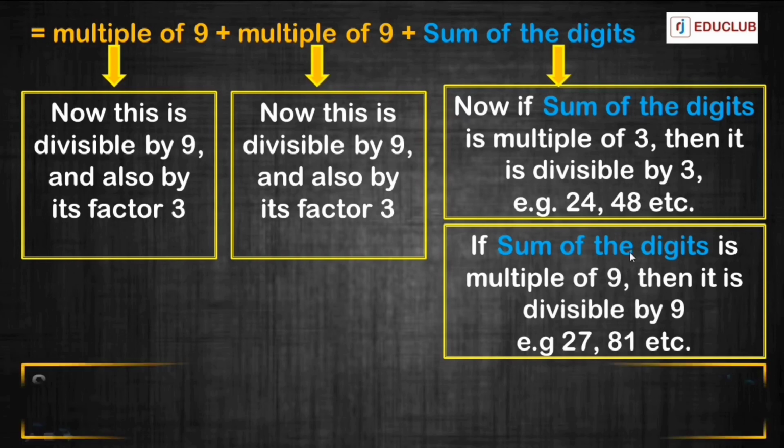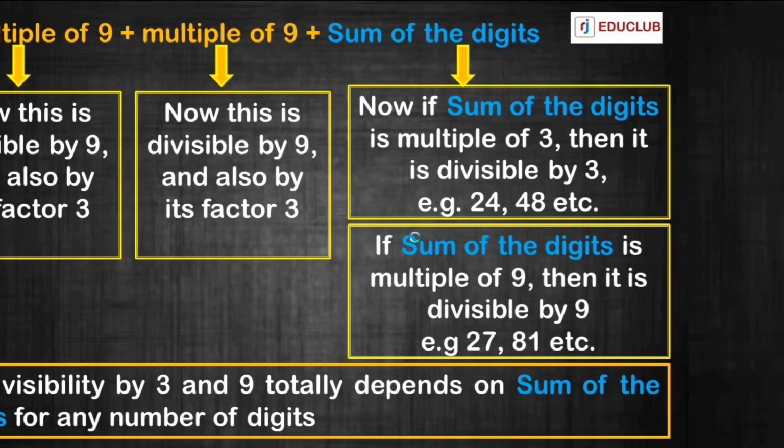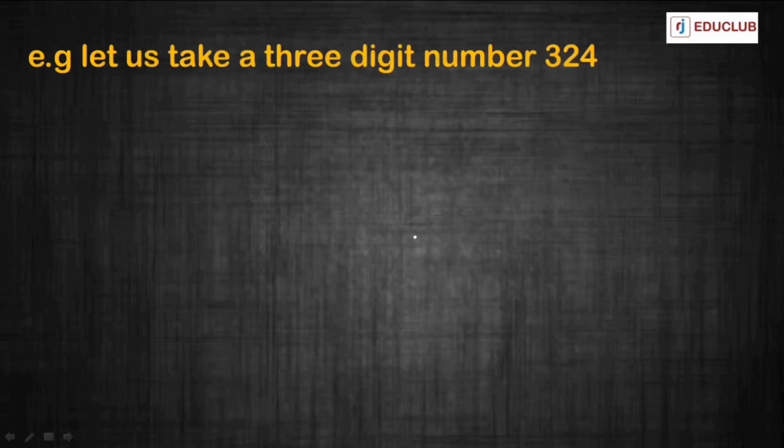So, divisibility by 3 and 9, we have just seen for a 2-digit number and for a 3-digit number, is totally dependent on the sum of the digits. For any number of digits. If you see it for 4 digits, 5 digits, 6 digits, any number of digits, it is dependent only on the sum of the digits. Now let us take a 3-digit number and see it.